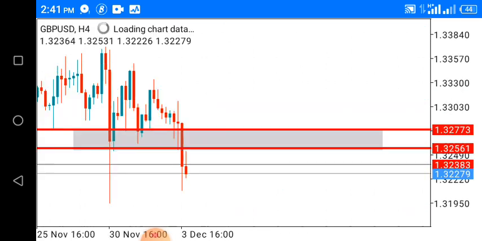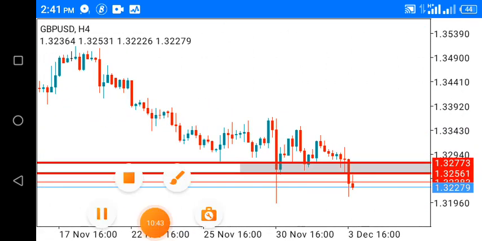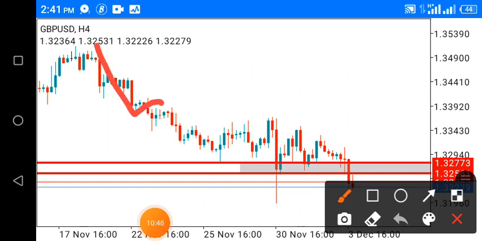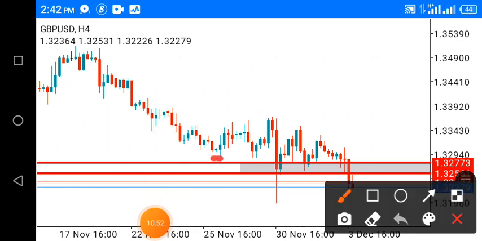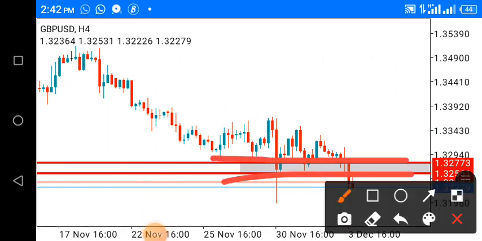Let me go back again. Identify my trend. The trend is going down because you see price is making a series of lower lows and lower highs, and this is my structure, this is the recent structure that is broken, and I have also confirmed that this structure has been used before by price. So that structure is very nice for me to look for a retest.